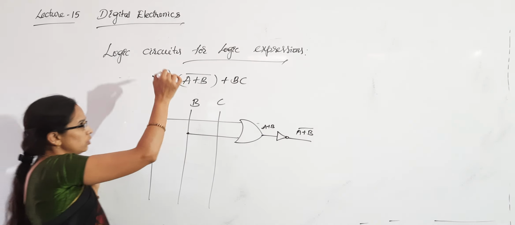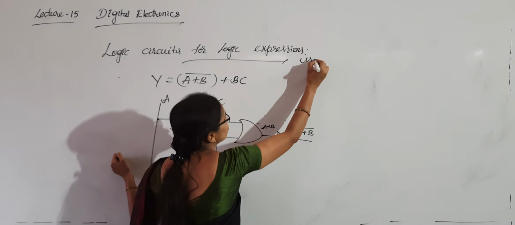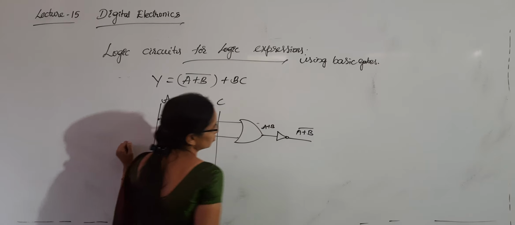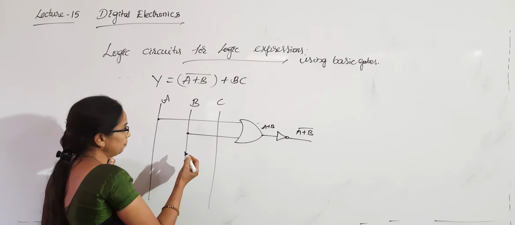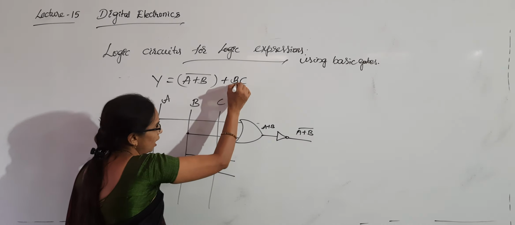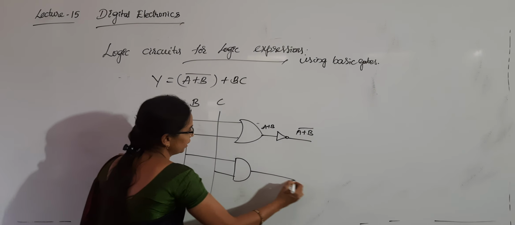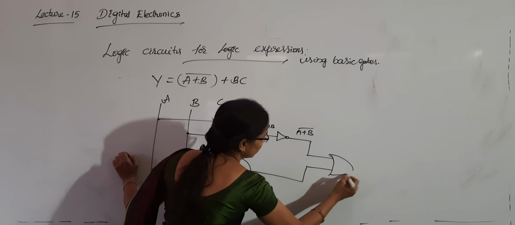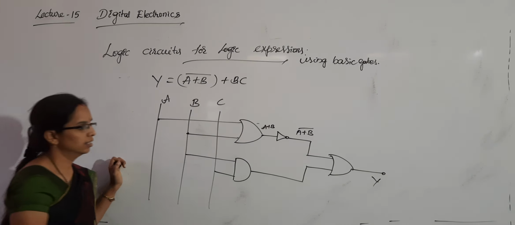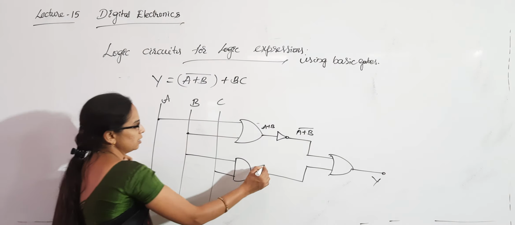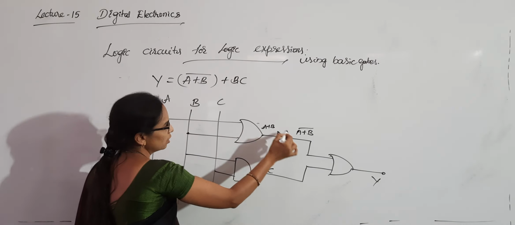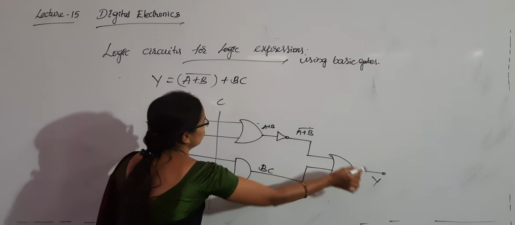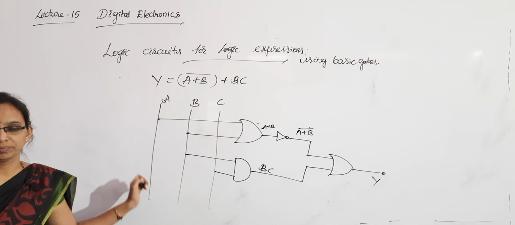These are logic circuits for logic expressions using basic gates. Okay, plus BC. BC in the sense, I have to put an AND gate between B and C. Plus, I have to use an OR gate again. I guess people are understanding this. Here BC, A plus B, with the NOT gate, A plus B whole bar, A plus B whole bar plus BC, Y is equal to, I will get an output.